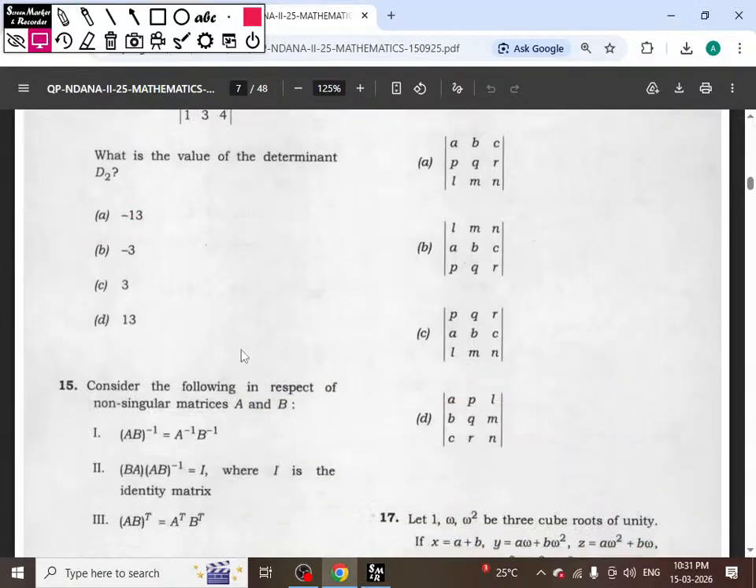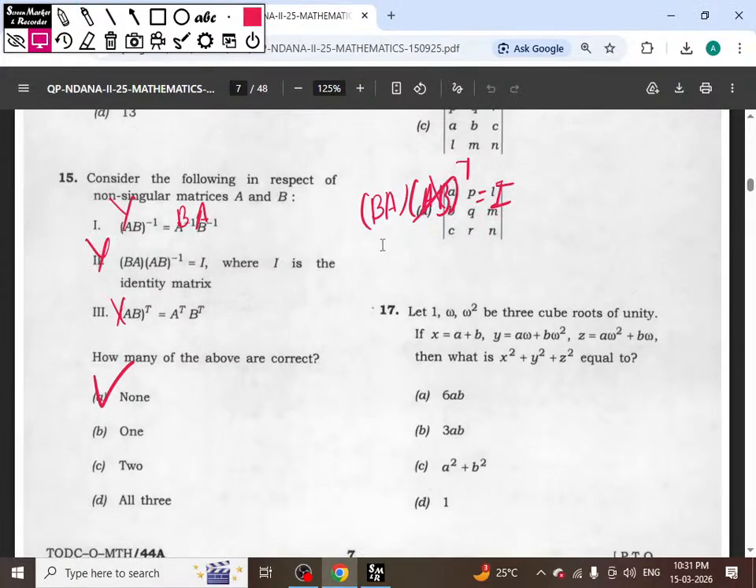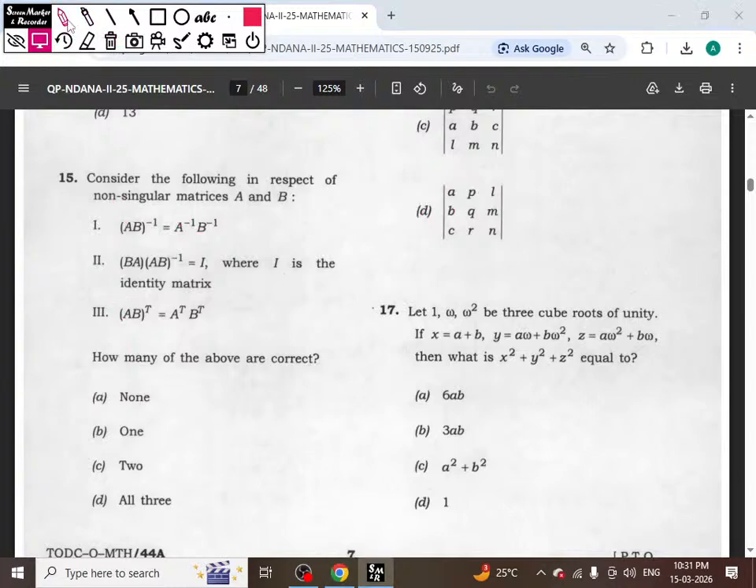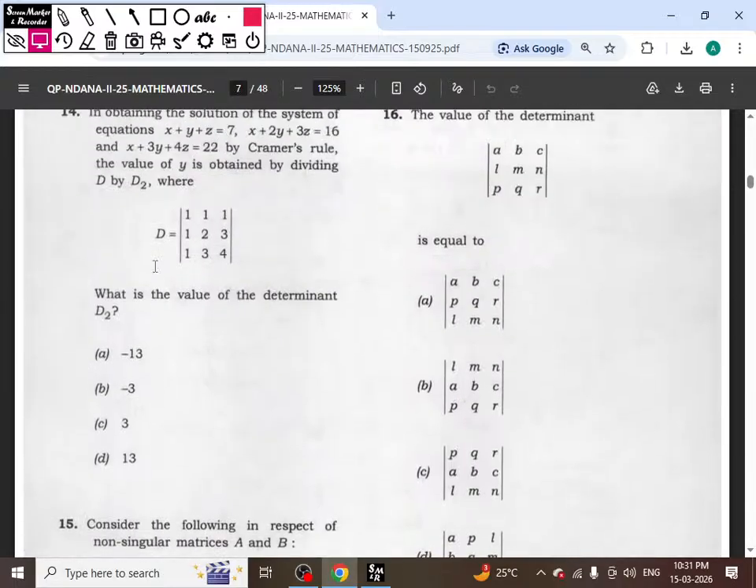Okay, let us check. So this is simply wrong. These numbers would be there, and this is also wrong. Let us check this. So B A inverse equals I. No, it's wrong. So none is correct, because if B A inverse would be there, then it would have been correct. Okay, let us check these two also.